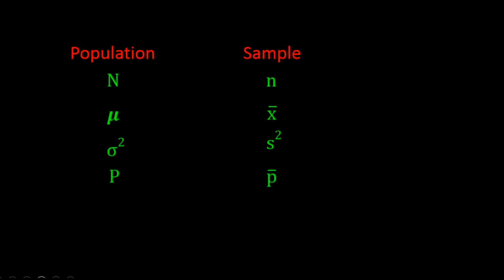Here is a table comparing some more symbols we use depending on if we are looking at population parameters or sample statistics. We just reviewed the mean, variance, and proportion for both populations and samples. I added here two more symbols. We use big N for population size and little n for sample size.